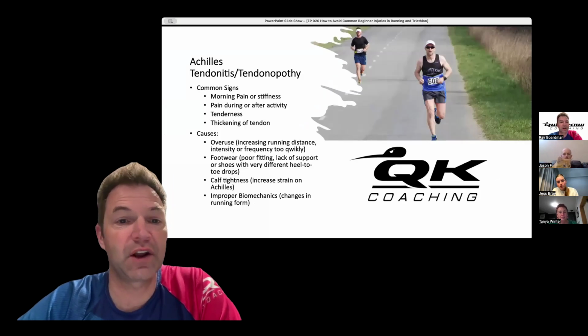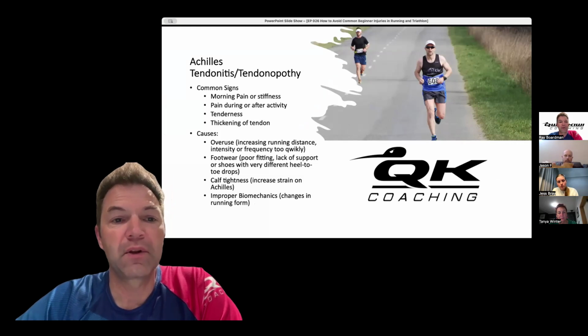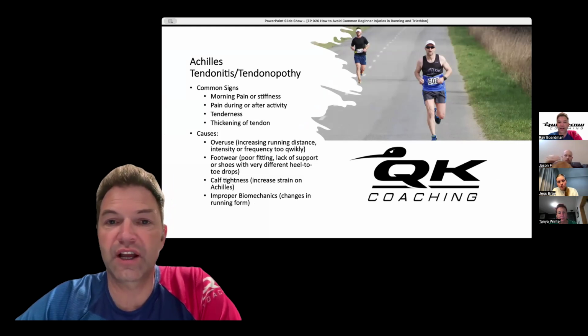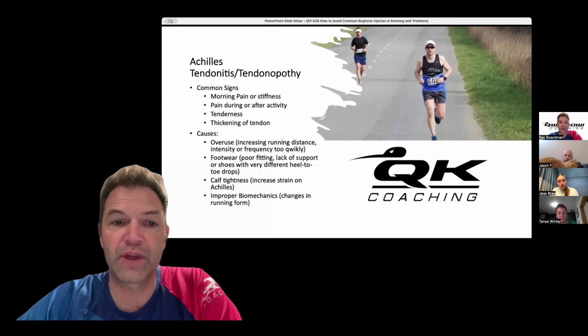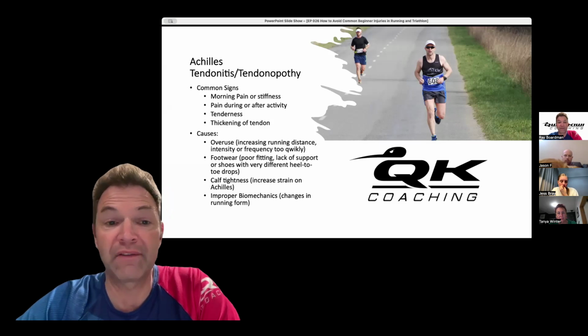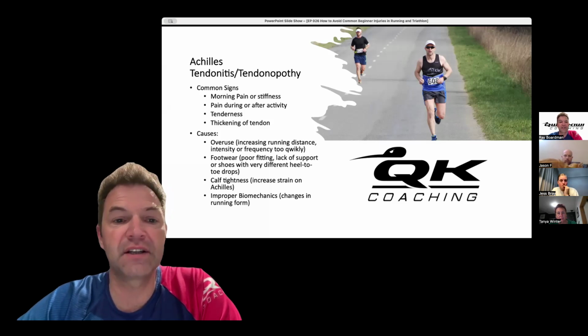Achilles tendonitis or tendinopathy. Once again, the causes when we get to them will look very familiar across the board. Common signs are a painful Achilles or just stiffness of your Achilles and slow to mobilize through the ankle region, particularly in the morning. Pain during and after activity, particularly running. Just general tenderness, might be sore or painful to touch. And also the tendon can develop a lot thicker, particularly when it's one-sided compared to the other.